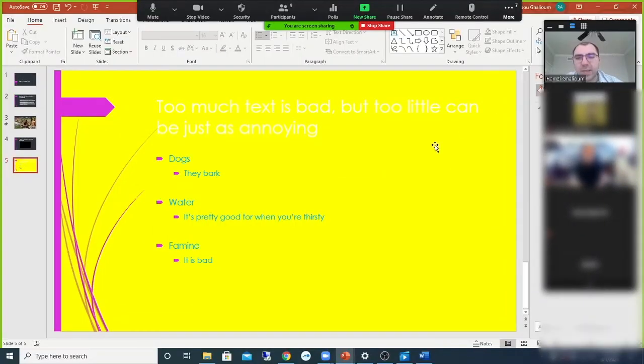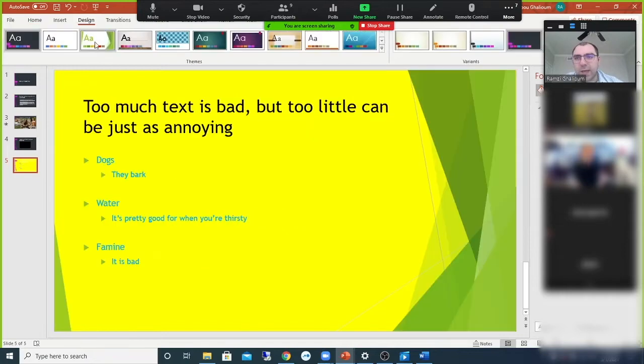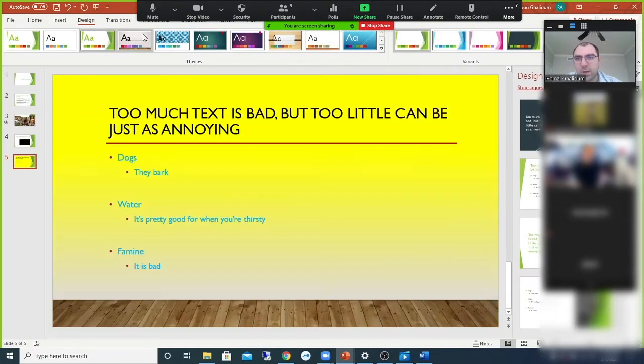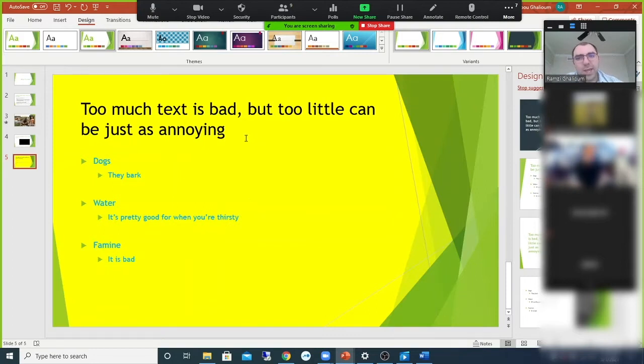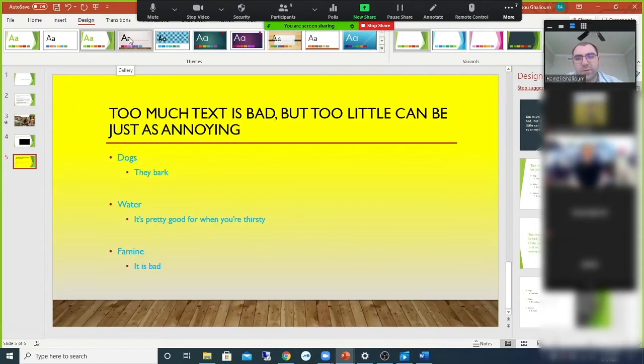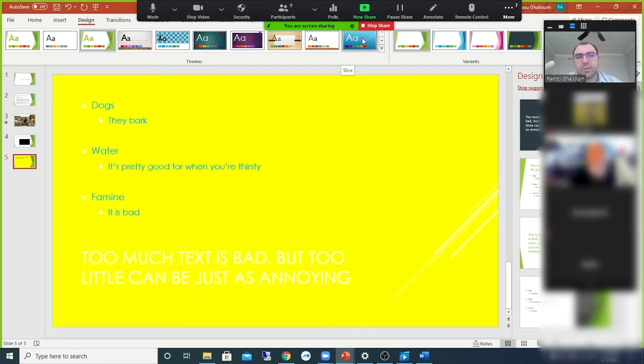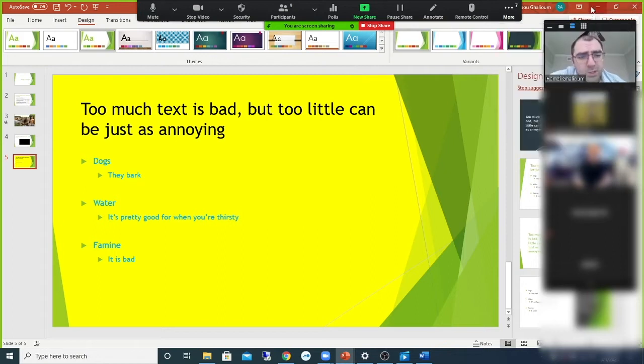That's pretty much it. If you just go to design and let PowerPoint pick out a design package for you, it fixes all your problems immediately, because they've chosen things that are easily legible. All right, so that's it for that.